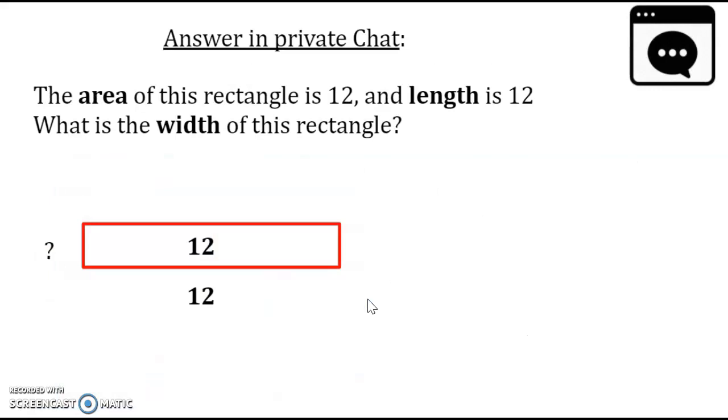Alright, so I want you to tell me in private chat this time. The area of this rectangle is 12 and the length is 12. What is the width of this rectangle? If I know the area, the space inside, to be 12, and the length from here to there is 12, what do you think this question mark is? Well, what number multiplied by 12 is 12? That question mark has to be 1, right?